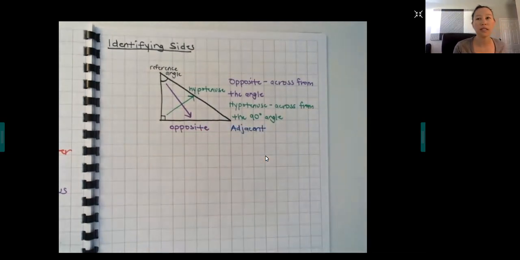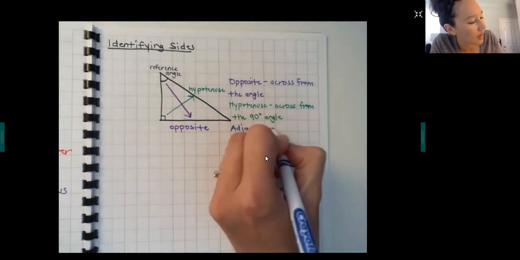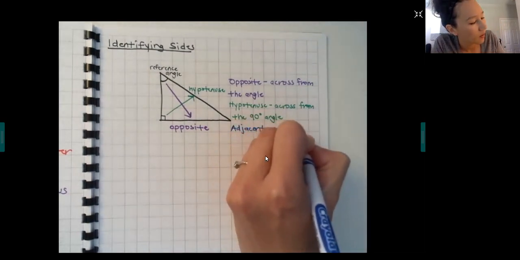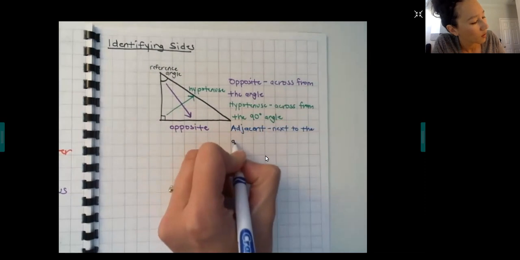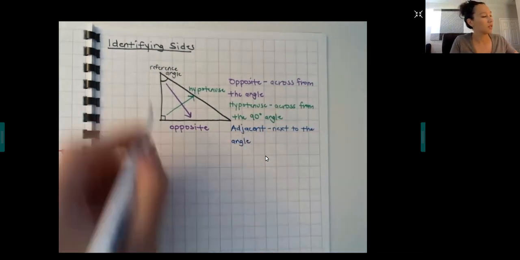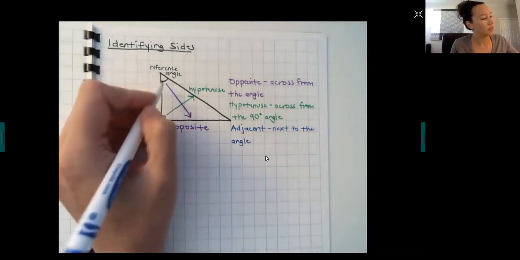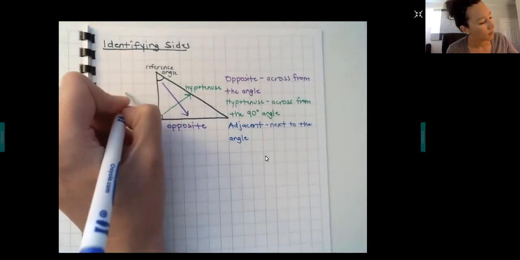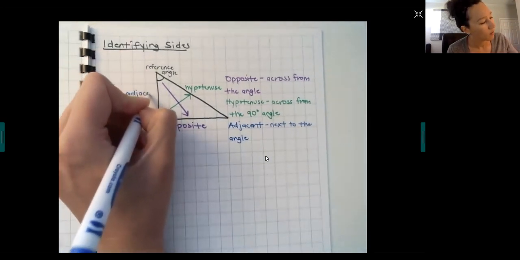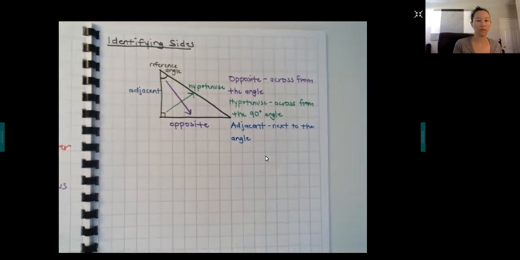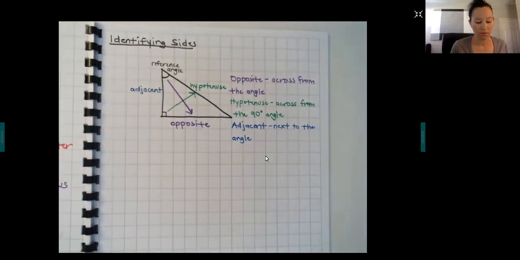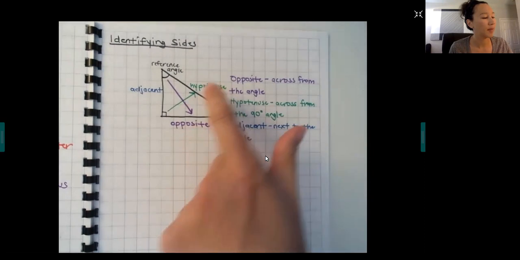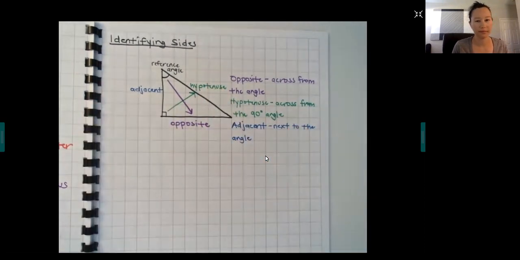And then the last one is the adjacent side. So that's the side that's next to the angle. So adjacent, right next to it, is this one. Or once you do the opposite and the hypotenuse, it's the only one that's left.